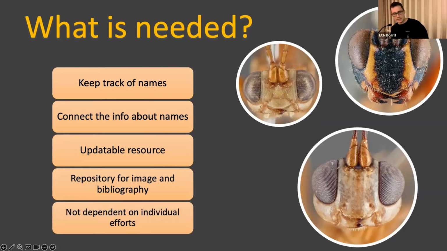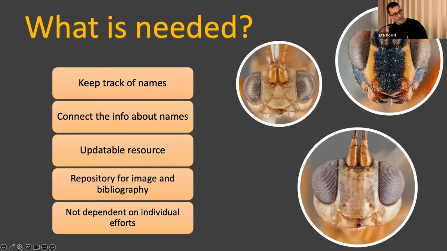And then, of course, we need something that is not dependent on resources or one individual's efforts, because when DKU left, we were left with nothing. And let's assume that all the ichneumonid people die in a bombing somewhere, at least we have an updatable resource that can be transferred.